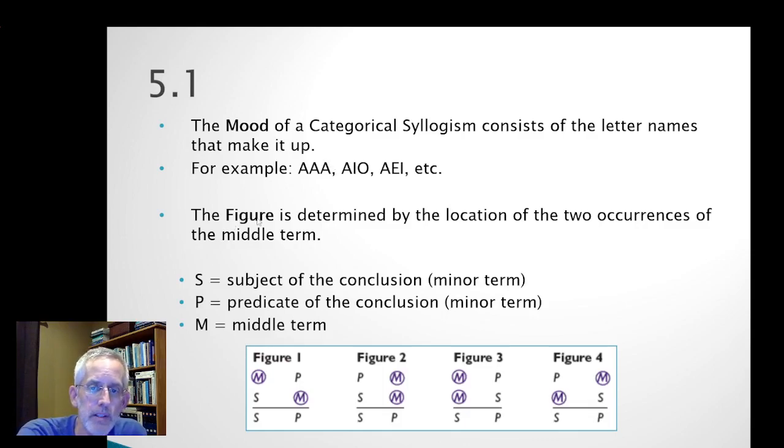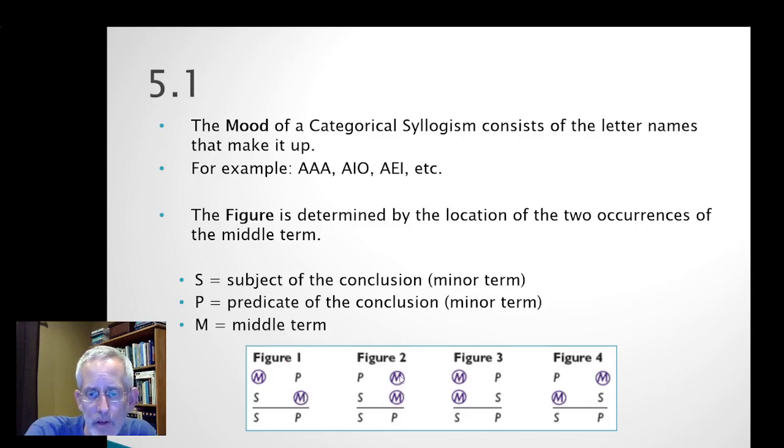Now, the figure is determined by the location of the 2 occurrences of the middle term. So the middle term is the term that occurs in both of the premises of the argument of a categorical syllogism. In other words, it's the term that's shared between the 2 premises. And there's 4 ways you could arrange that shared term. If you look down here in this chart, in a figure 1 type categorical syllogism, the middle term would occur in the subject slot in the first premise and the predicate slot in the second.